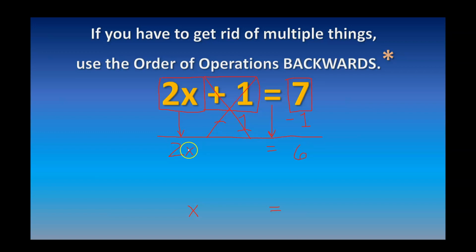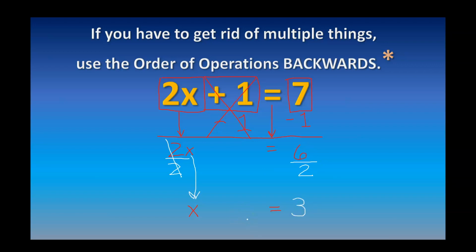2 multiplied by some number equals 6. We want to get this variable by itself, which means we have to get rid of the multiplied by 2. What's the opposite of multiplied by 2? Divided by 2. Whatever we do on one side, we have to do on the other. These blow up. The variable comes down. 6 divided by 2 is 3.